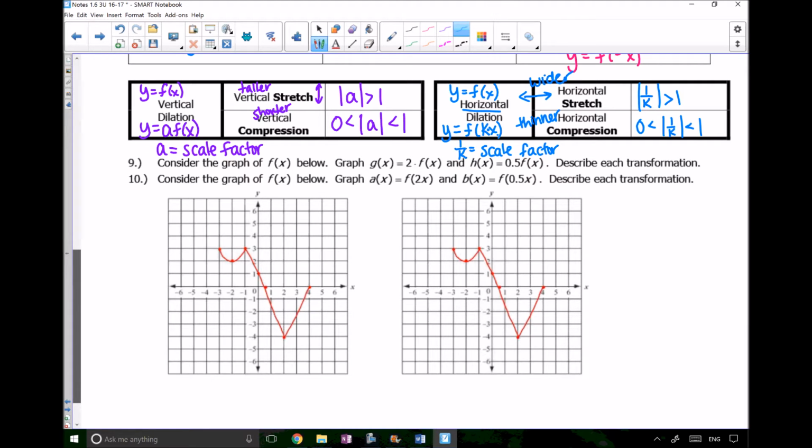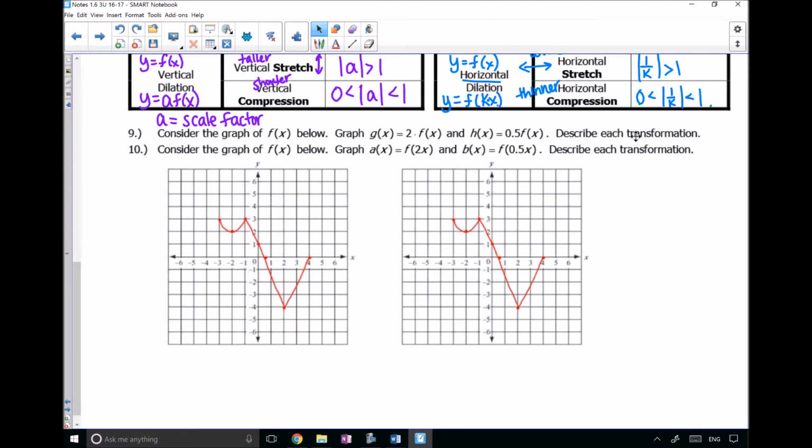Okay, so let's apply this to questions 9 and 10. Questions 9 and 10 ask us to consider the graph of f of x below. Before I do anything at all, the thing that's really going to help me out the most is to create a table of values to indicate what x and f of x are, or what my x value is going to be and my corresponding y value.